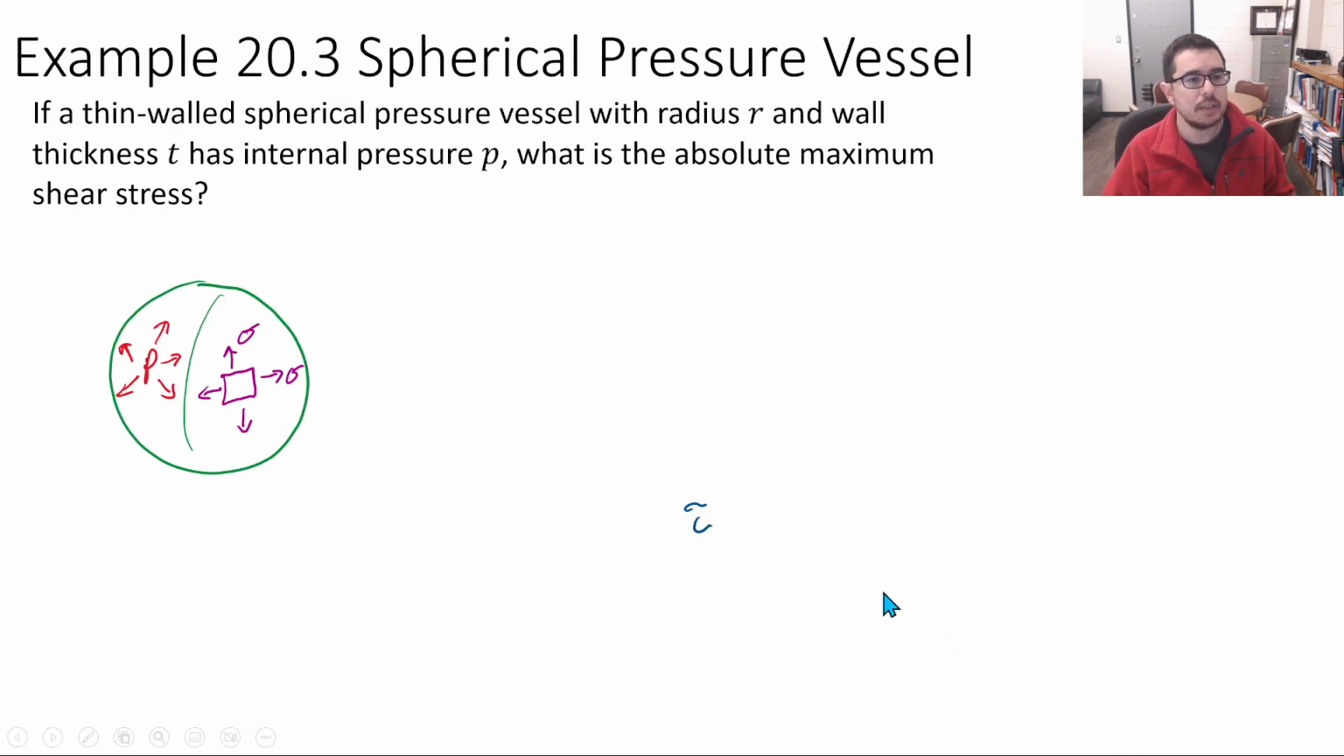In this example, we have a spherical pressure vessel, and if we say that it has radius r with a wall thickness t and internal pressure p, we can write out this equation for the symmetric stress. Sometimes Hibbeler calls it sigma 2, because it's not sigma 1 associated with the hoop stress in a cylindrical vessel, but it's the stress that is associated with a spherical pressure vessel.